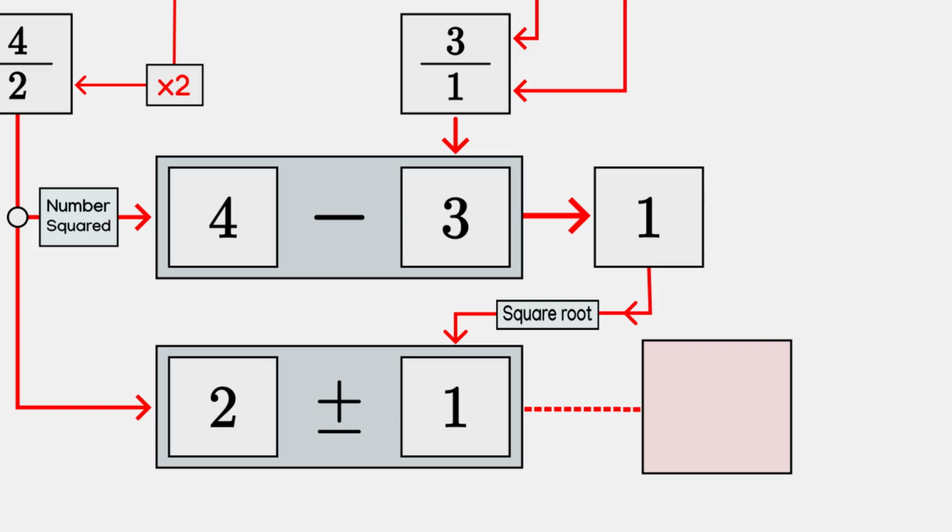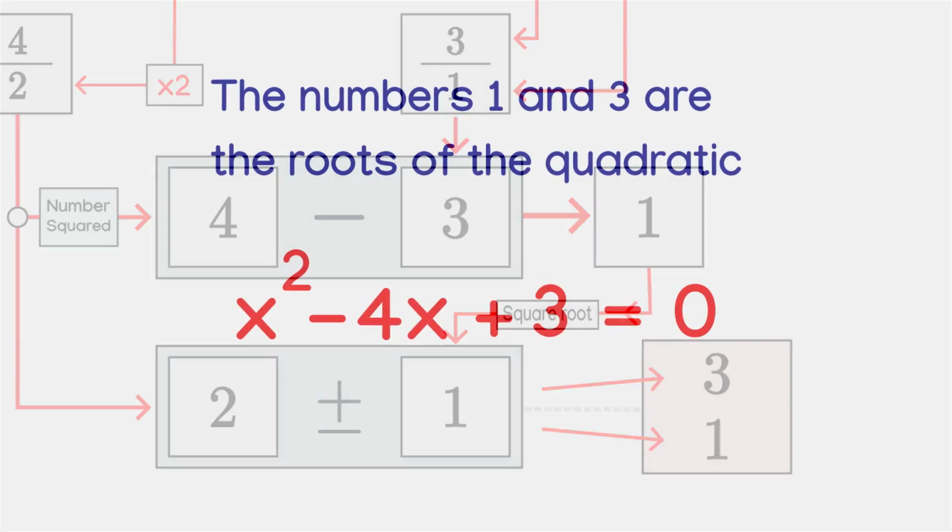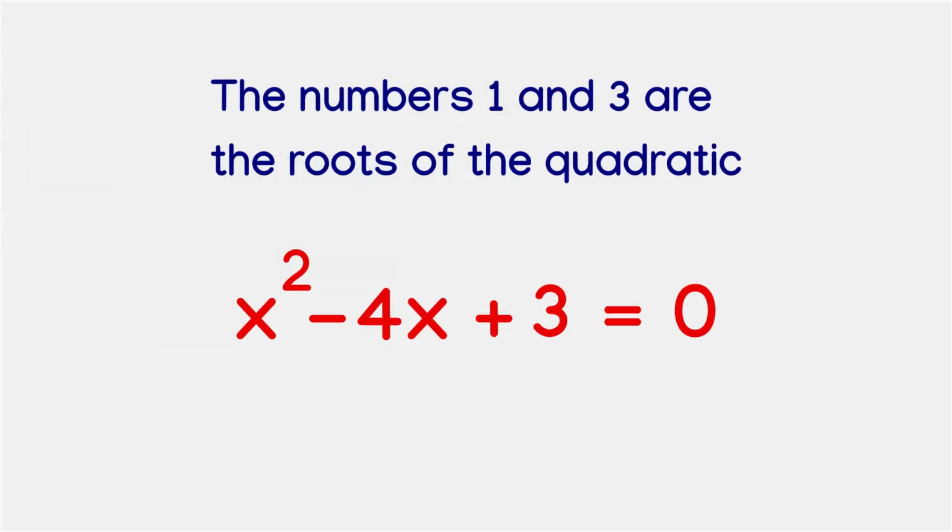Last step. First, add the two numbers together and write the result in the final box. And then subtract the second number from the first to find the other result. Amazing! The numbers in the final box are the roots of the quadratic equation.